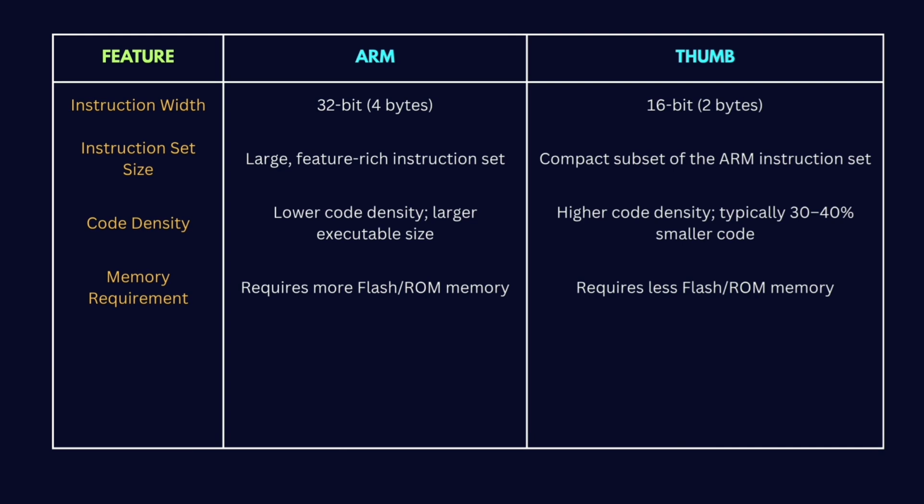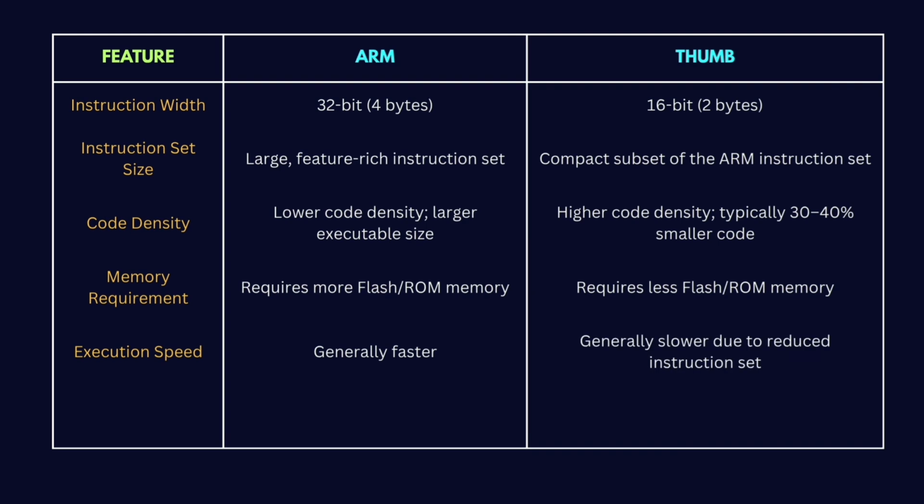When it comes to execution speed, ARM mode generally offers better performance because many operations can be completed using a single instruction. In thumb mode, some of these operations require multiple instructions, so execution may be slightly slower. So remember, ARM mode prioritizes speed, thumb mode prioritizes memory efficiency.